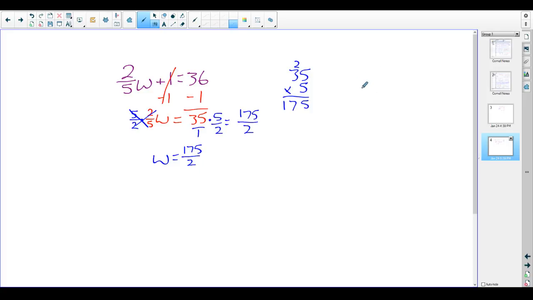And if you're not into improper fractions, we could work that out. That's 87. Add a decimal and a 0. 5. So W. So 2/5 of what number plus 1 equals 36? Well, of course, it's 87.5.